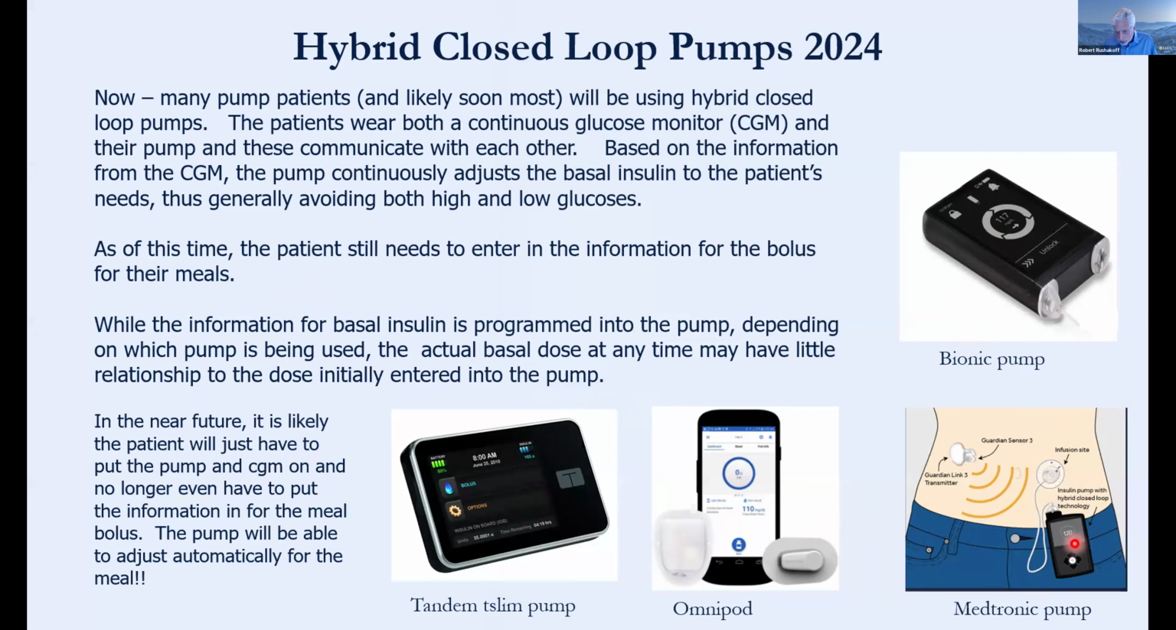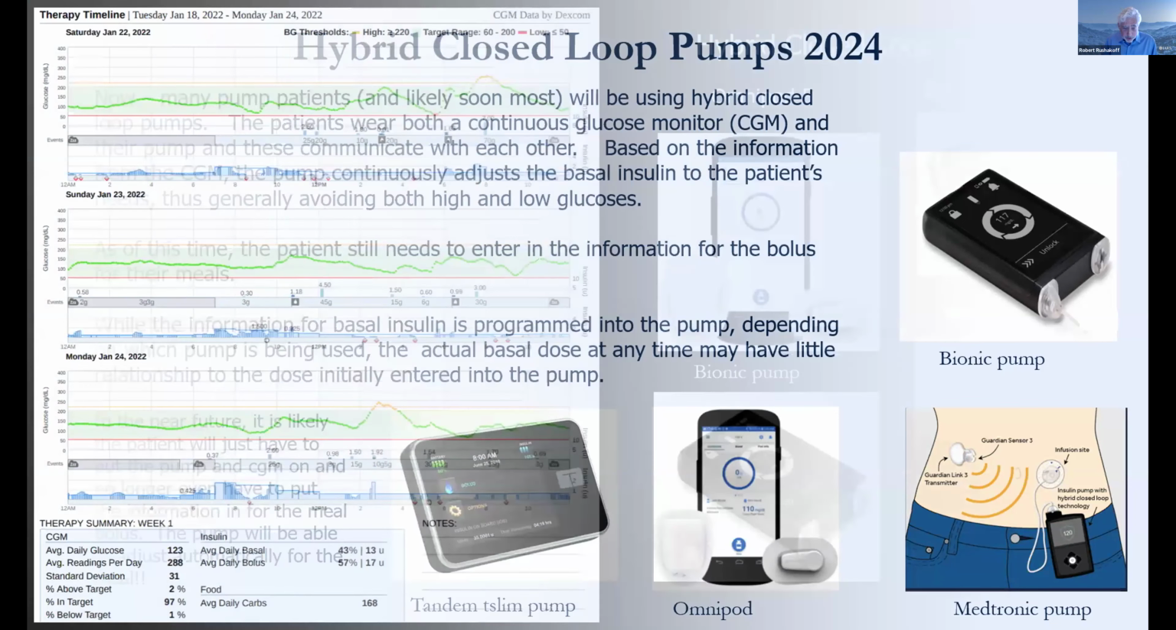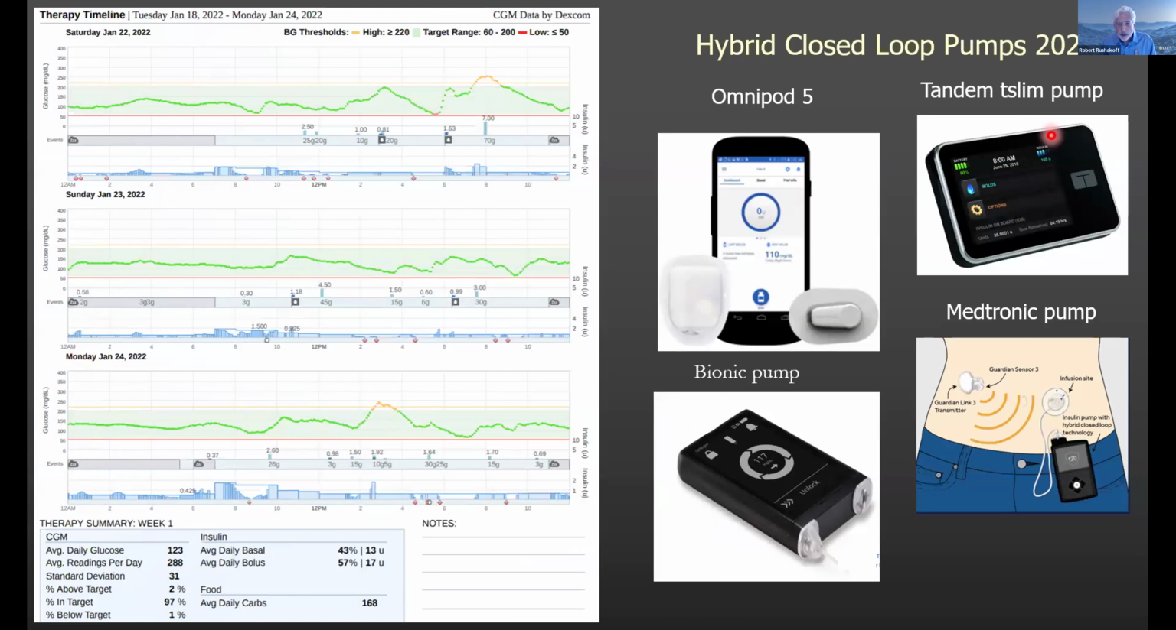As you can see, here's a pump. Here's where the infusion site is. Here's a continuous glucose monitor here. And it's all integrated, so the pump is continually getting information on what the blood sugar is and making changes. So let's give you a couple examples. So these are the 4 pumps. There's an Omnipod 5. This is the small pump. It's worn.